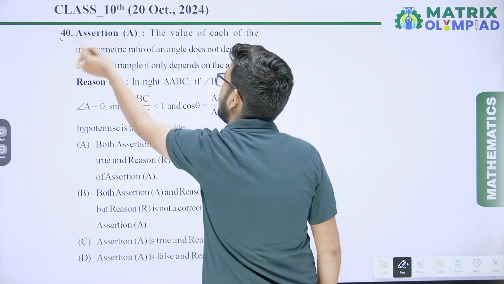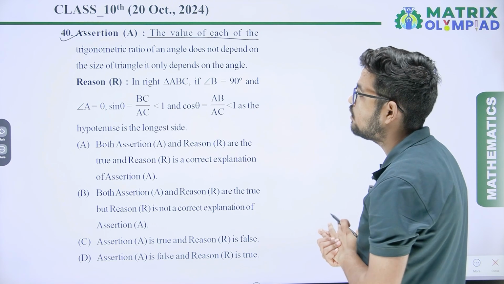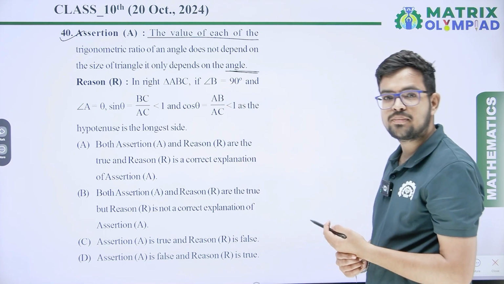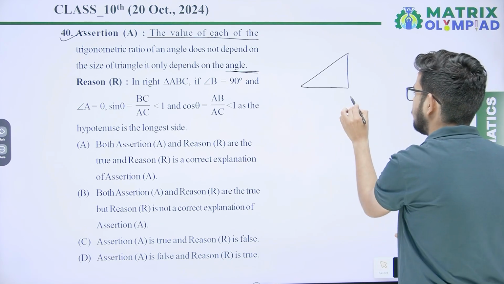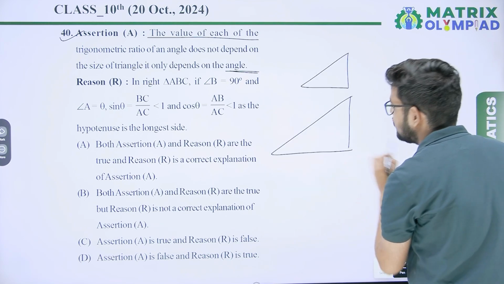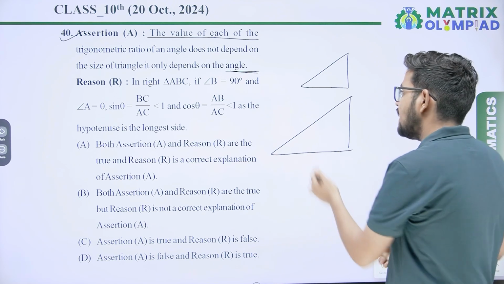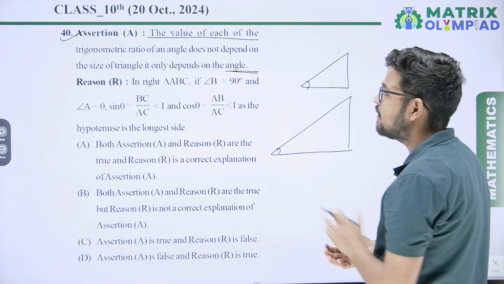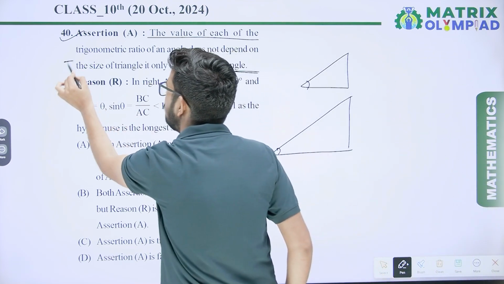Question number 40. Assertion: the value of each trigonometric ratio of an angle does not depend on the size of the triangle, it only depends on the angle. Yes, it is absolutely true. We can take any two right angle triangles which are similar. It means the ratio of sides is the same, so that trigonometric ratio will never change. It's the fundamental property of trigonometric ratios, so the assertion is true.